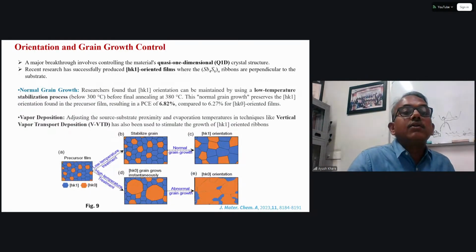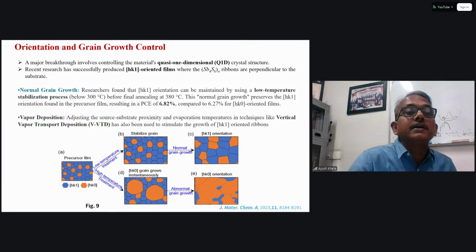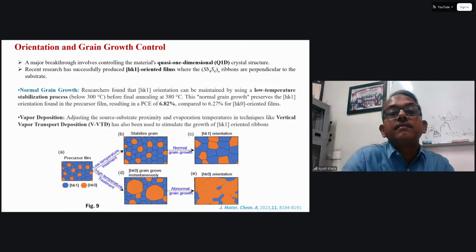As I told you earlier, orientation and grain. This slide suggests how the morphology can be controlled. By doing this, 6.82% efficiency has been achieved so far, right? And other methods for deposition involve vapor deposition and vapor transport deposition. These methods help in attaining good efficiency from the same material when the orientation of the material is optimized.